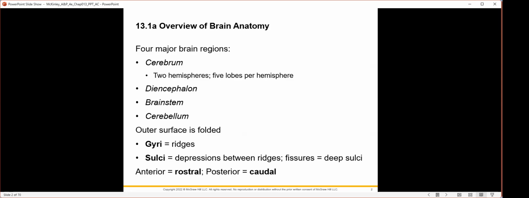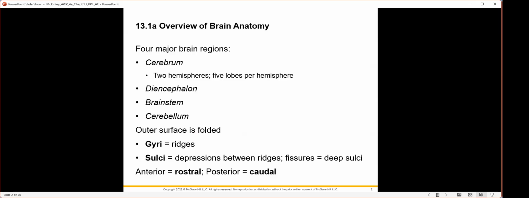And we know that we actually have lobes that make up these hemispheres, which we're going to take a look at. We have the frontal, parietal, occipital, temporal, and insula lobes. In the center of the brain, underneath cerebrum, we have a few other structures. In the center, we have diencephalon, which is comprised of a number of structures, but we're going to focus on the thalamus and the hypothalamus.